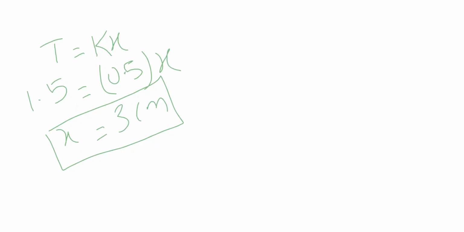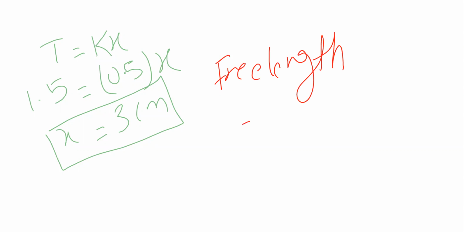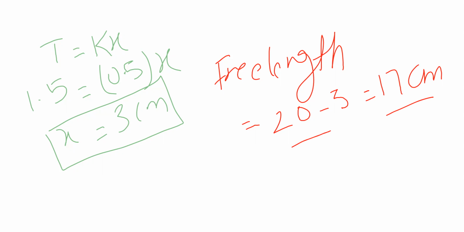So if we try to figure out what could be the free length of the spring, or unstressed length of the spring, that is of more importance. Since it is given that the stretched length of the spring is 20 centimeters, the free length of the spring will come out to be 20 minus 3, and that will give us 17 centimeters. It means that if we have a spring that is neither in compression nor in tension, then its free length will be equal to 17 centimeters.